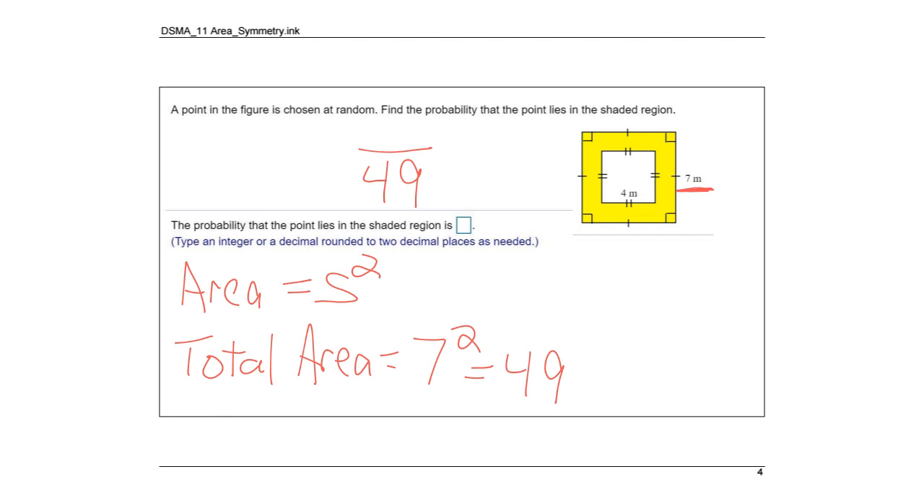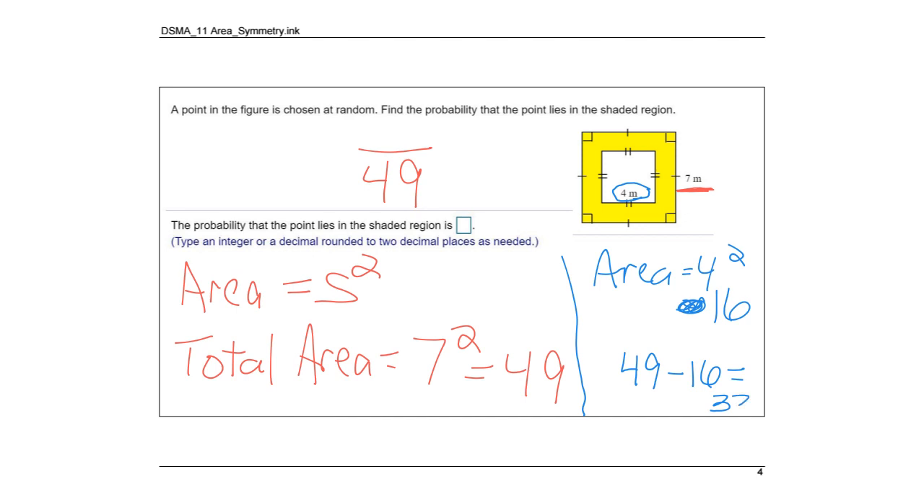Now we're worried about the yellow part, but to find the yellow part, we first need to find the white. So if we look at this inside, let me see if I can get this circled. This inside square has each side 4 meters. And so the area would be 4 squared, which would give us 16. But 16 isn't what we want. 16 is the white part, and we want the yellow part. So in order to get that, we would have to take the total, which was 49, and subtract out the 16. And that would leave me, what, 33? So 33 would be the area of the yellow, and that is going to be my numerator.